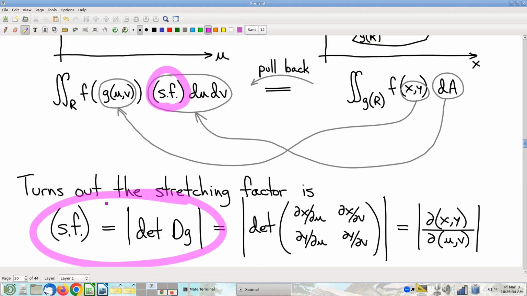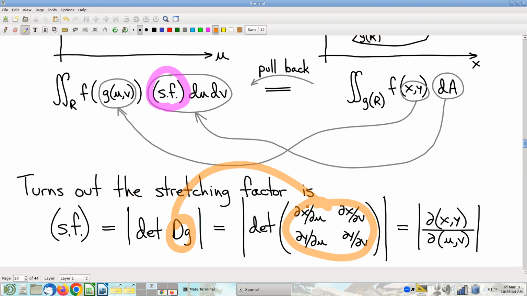A couple things to say about this. First of all, don't forget what the derivative matrix is. The derivative matrix here is a matrix of partial derivatives. Okay.